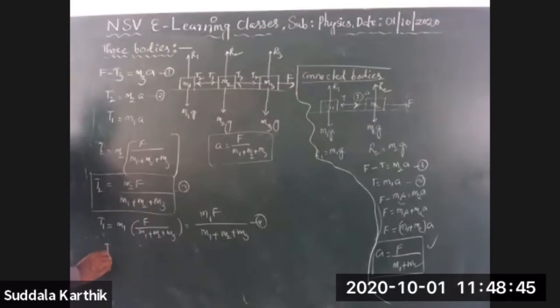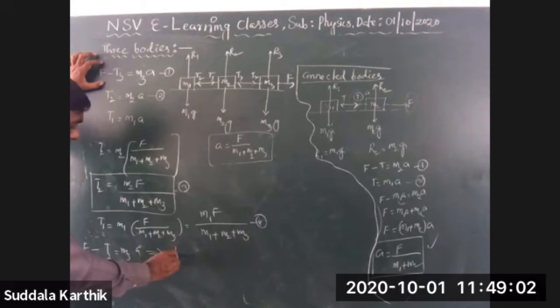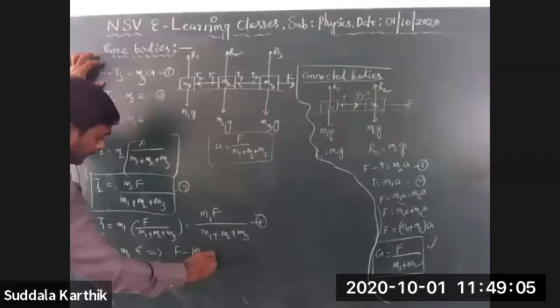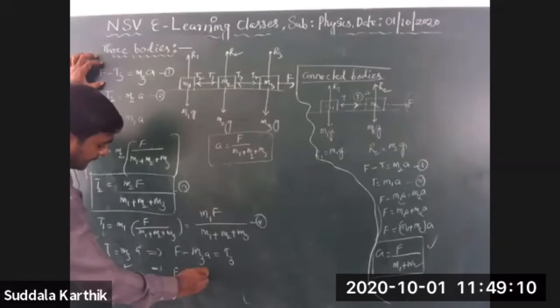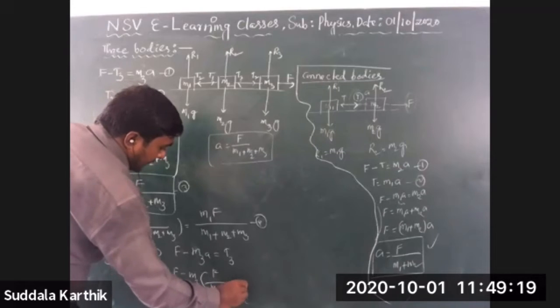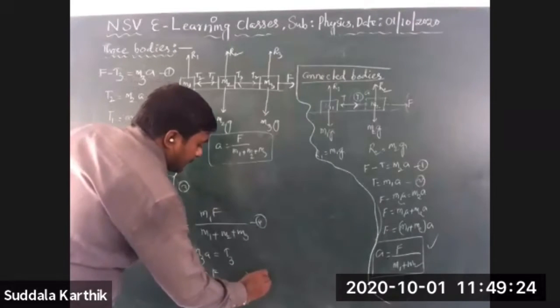But I want to calculate T3, Nana. For that purpose I am using this equation. F minus T3 is equal to M3 into A, is it visible, Nana? That implies T3 I am sending that side, M3 I am sending this side. F minus M3 into A is equal to T3. F minus M3 into A is F minus M3 into F by M1 plus M2 plus M3, that is equal to T3.